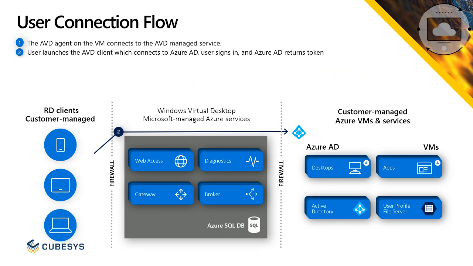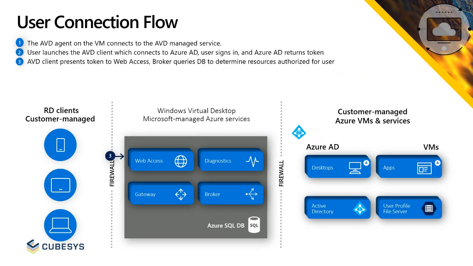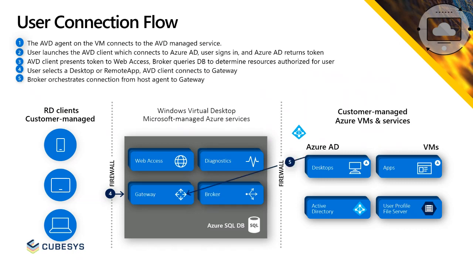When the user launches the AVD client, it connects to Azure AD, the user signs in, and the Azure AD token is returned to the user. The AVD client then presents a token to the web access server, queries the database to determine which resources are authorized for the user. The user then selects a desktop or remote app, and the AVD client connects to the gateway. The broker orchestrates connection from host agent to the gateway. So at this point, all traffic flows between the remote desktop client and the session host VM over connections 4 and 5, essentially going via the gateway service to get to our VMs.